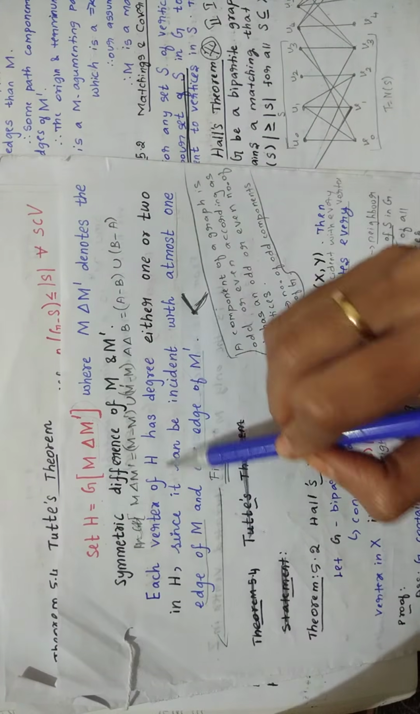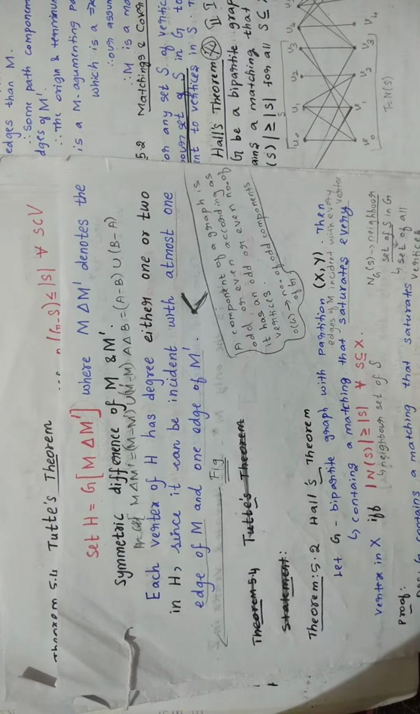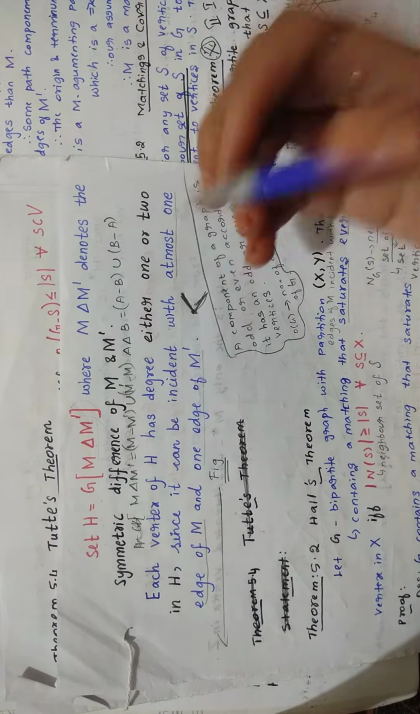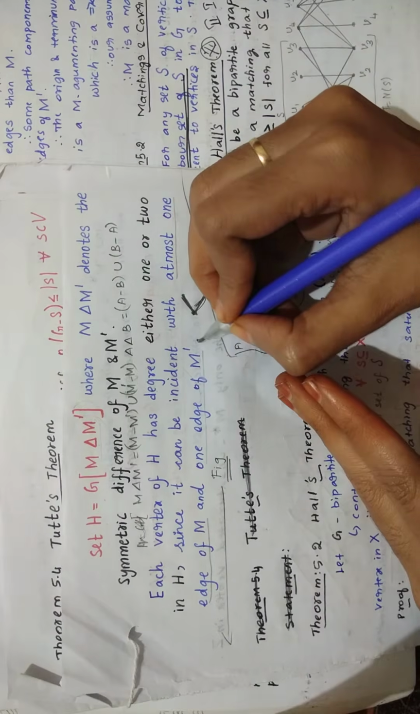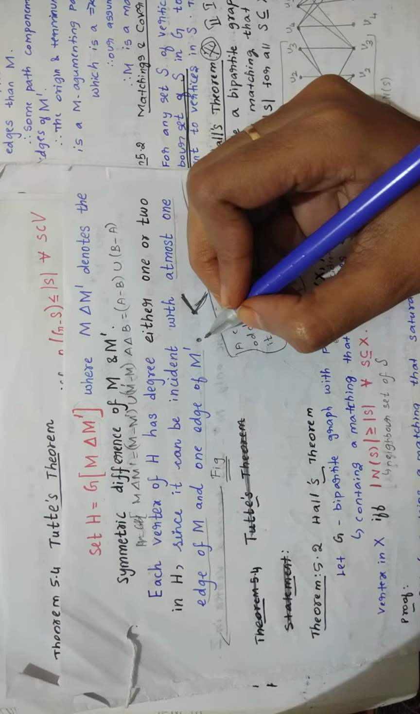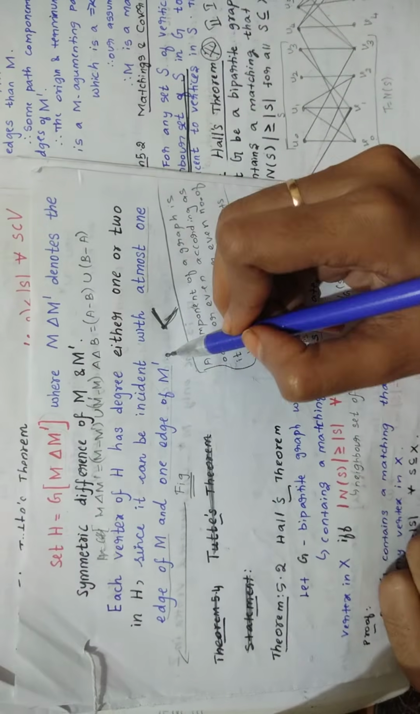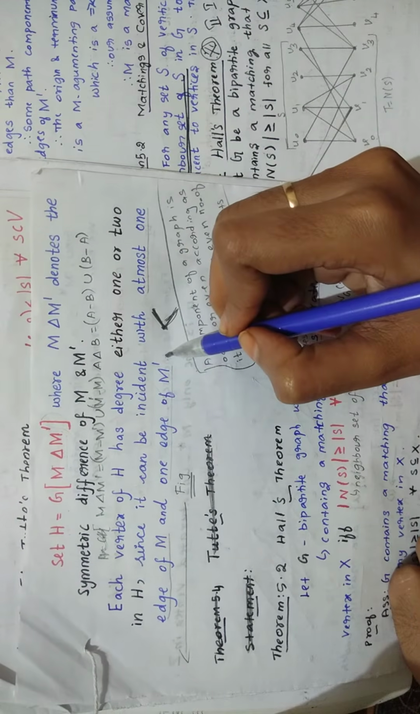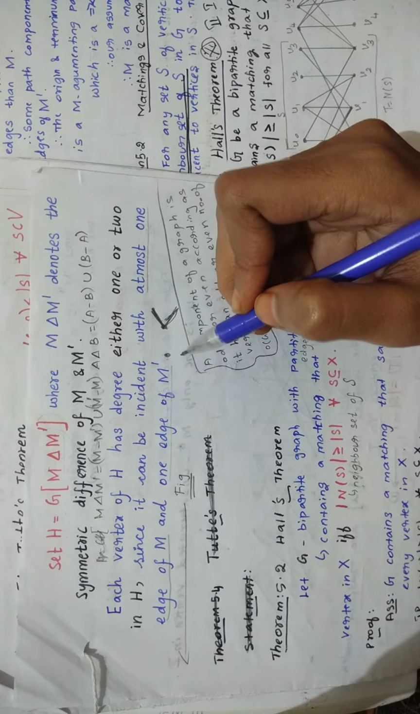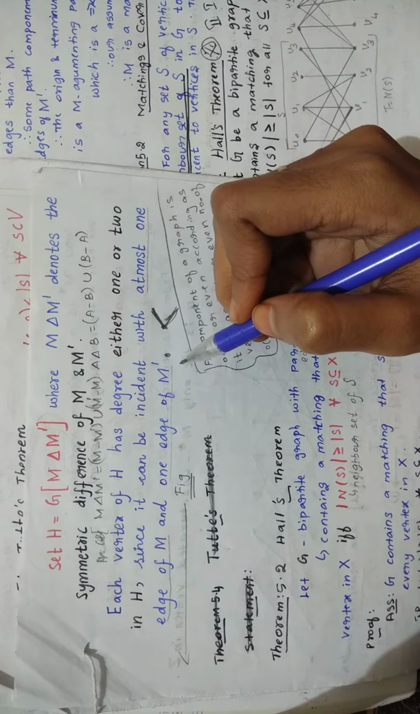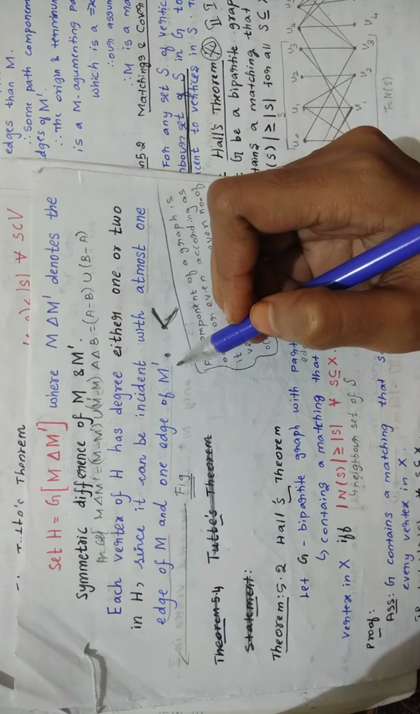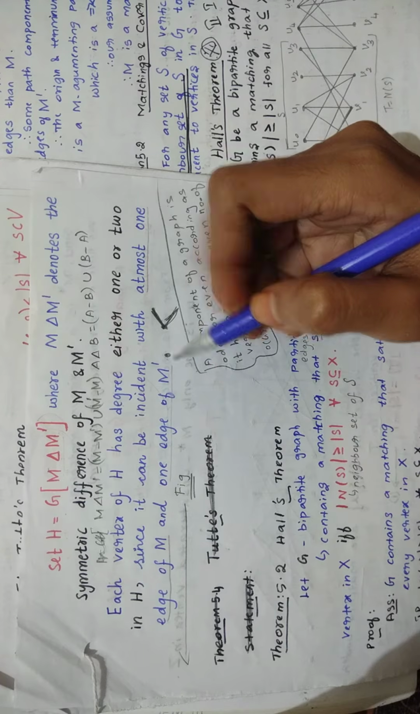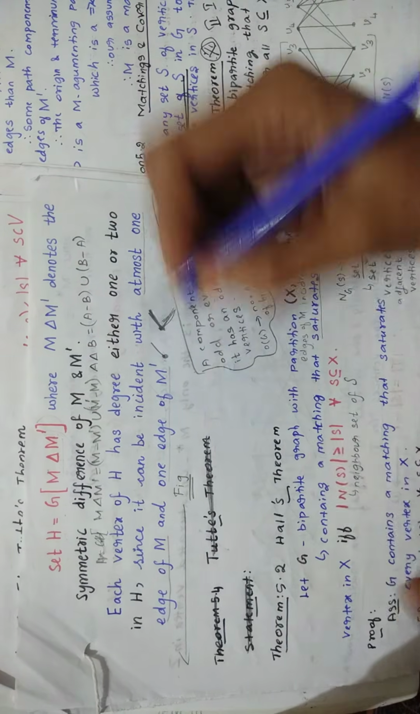Each vertex of H. Now you are having that graph H. In that graph you can have a vertex. What you are saying is, if you construct a graph like this, there will be a vertex of H, and that vertex will have degree either 1 or 2. The degree of the vertex will be 1 or 2 in H.